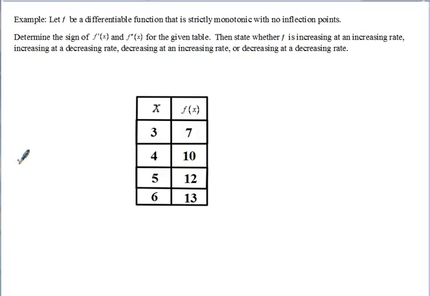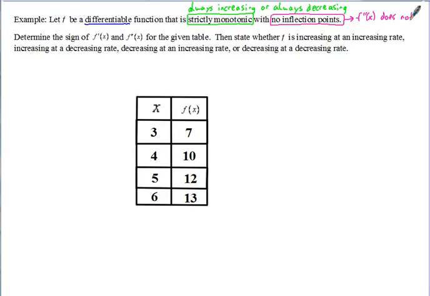So now let's take a look at a table of values. It says let f be a differentiable function, which just means you can find the derivative everywhere. That's strictly monotonic. Remember, strictly monotonic means always increasing or always decreasing, one or the other. So in other words, the first derivative is not going to change sign. It'll either be all positive or all negative. And no inflection points. Inflection points are where the graph changes concavity. So this basically tells you f double prime of x does not change sign.